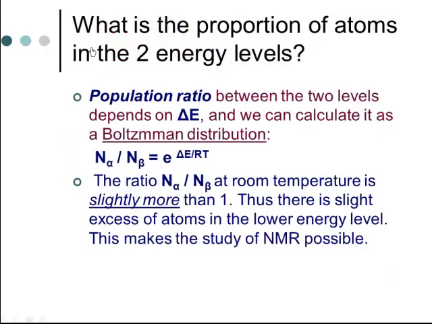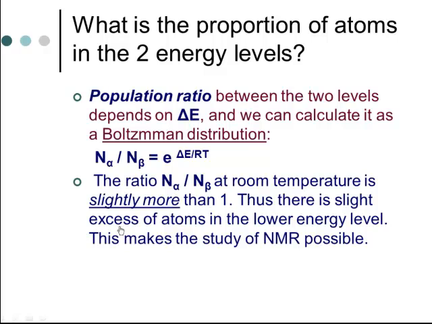Now, what is the relative proportion of the hydrogen nuclei in the two energy levels? If the energy gap between the two levels is delta E, then according to the Boltzmann distribution equation, it is found that the ratio of the number of atoms in the alignment orientation as compared to that in the non-alignment orientation is slightly more than 1. So I'll repeat, the ratio of the number of hydrogen nuclei in the alignment orientation as compared to that in the non-alignment orientation is slightly more than 1.